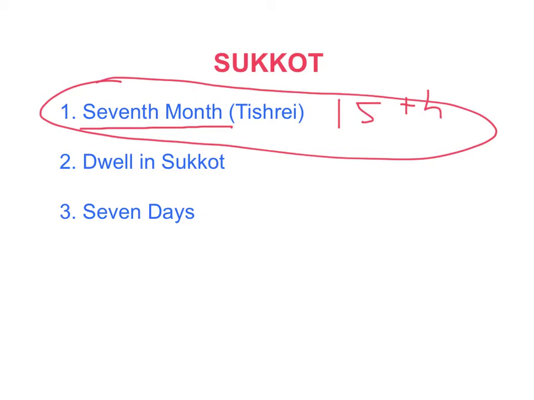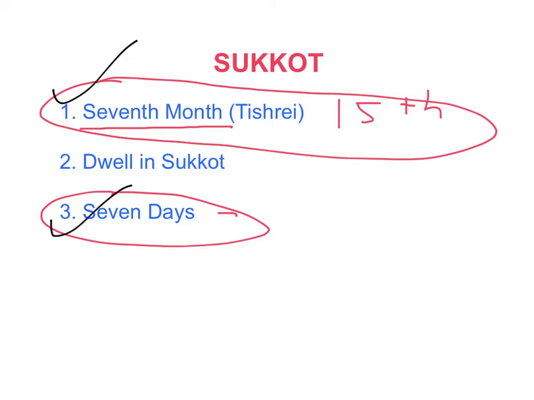We're told that it's for seven days. Well, you assume that it starts on the 15th and it's seven days. It's the seven days of Sukkot, so that's pretty much taken care of as well. We can check off number 1 and number 3 for basically having enough details in the Torah to tell us. But what about the second one? Dwell in Sukkot. What kind of questions could we ask ourselves?